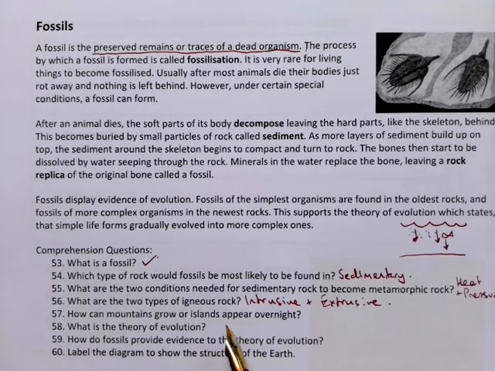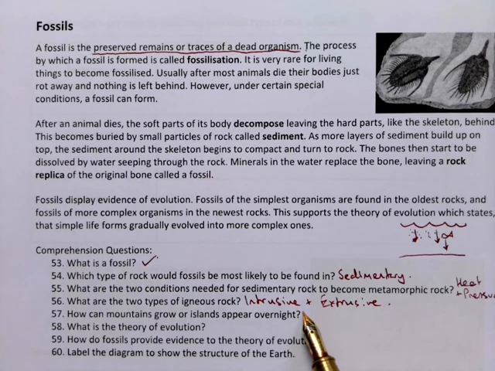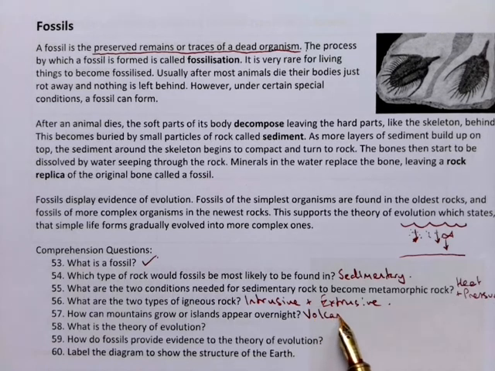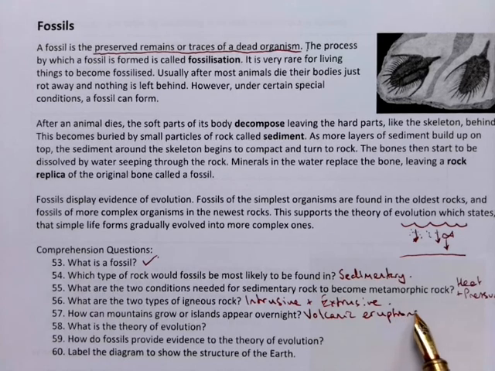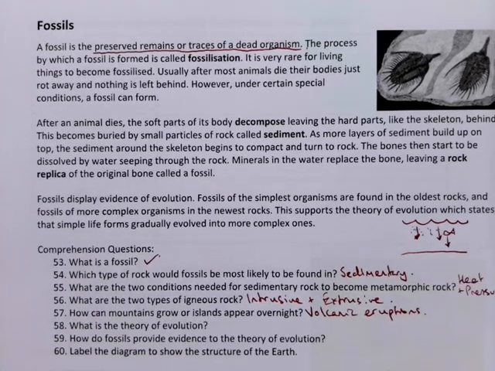How can mountains grow or islands appear overnight? That could be volcanic eruptions. Some of you might be familiar with the volcanic eruptions in Hawaii. A lot of the islands in Hawaii are the result of volcanic eruptions, and some of those islands are still growing. If you go on the internet, you can do some research about the volcanoes in Hawaii.